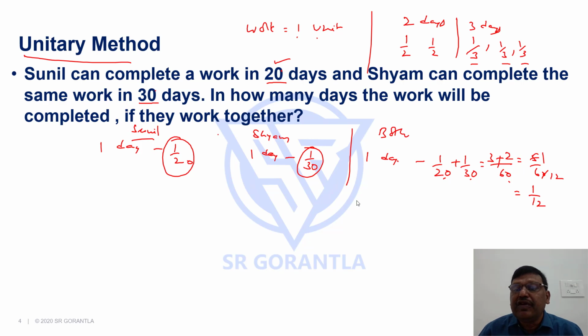So in other words, the work will be completed in 12 days. So the number of days to complete the work is 12 days, because in 1 day, 1/12 work is completed. So this is the unitary method.